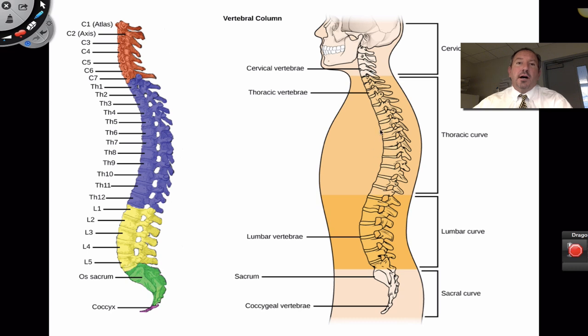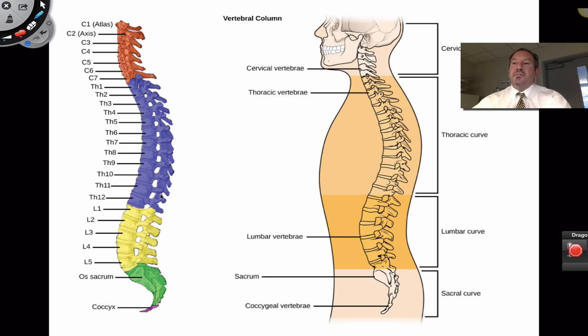Your vertebral column is an interesting one. Your backbone, sometimes it's referred to. Maybe you've heard of these terms before, but these cervical bones right up here, and then you have the thoracic vertebrae, and then you have your lumbar ones, and then you have your sacrum and coccyx, which is like your tailbone right in here.